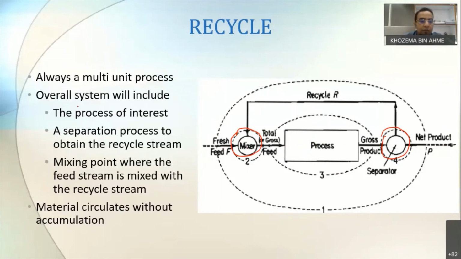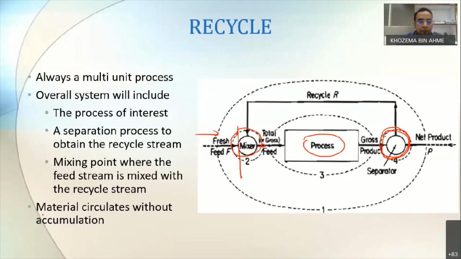So the overall system will include the process of interest, which is this one. A separation process to obtain the recycle stream, right? This is your separator. And a mixing point where the fresh stream is mixed with the recycle stream. So before the mixer, this is what we call your fresh feed. Whatever is coming into your system is the fresh feed. After the mixing point, whatever is coming out of the mixer is your gross feed. So that's why you need to have a mixing point.